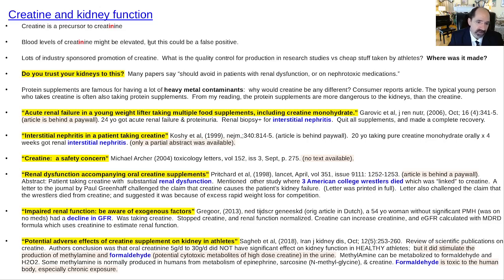Next, interstitial nephritis in a patient taking creatine. Here, I'm going to follow along with my mouse so it's easier for people to follow what I'm saying. A 20-year-old took creatine and got interstitial nephritis. Now, this is what I run into. That previous article was behind a paywall, and for this article, only a partial abstract is available. That keeps happening over and over again very frequently when you try to read about creatine. And that's a bad sign.